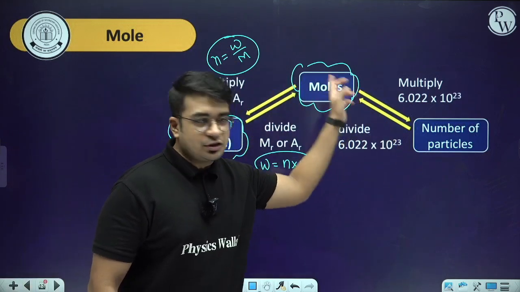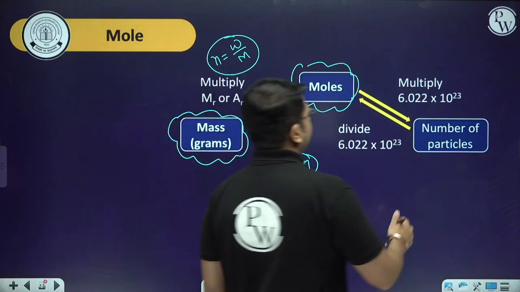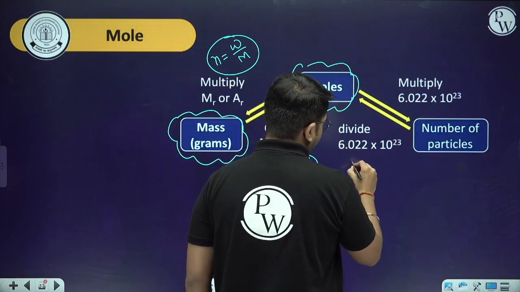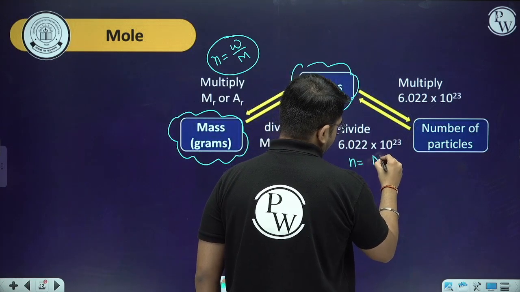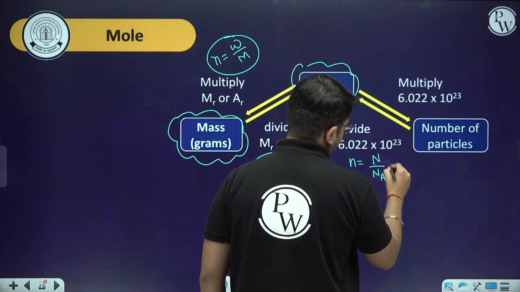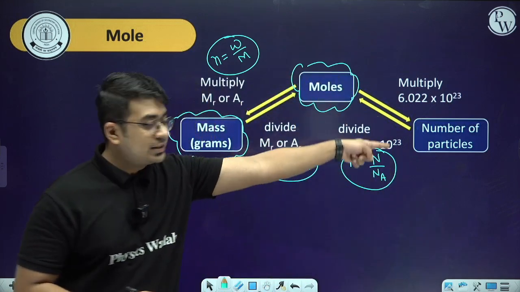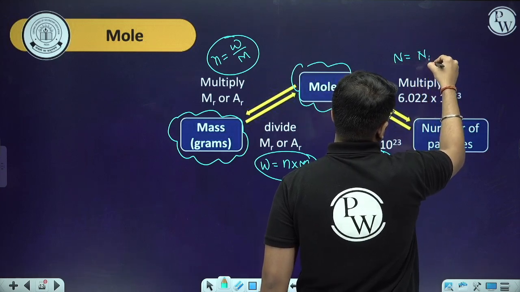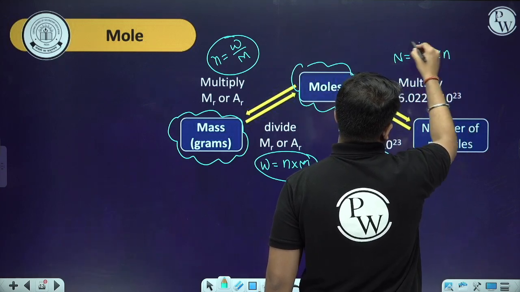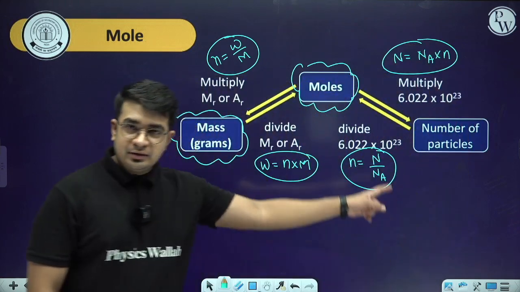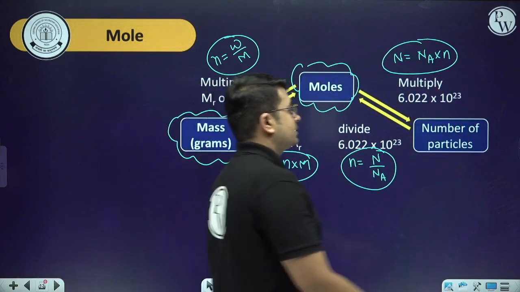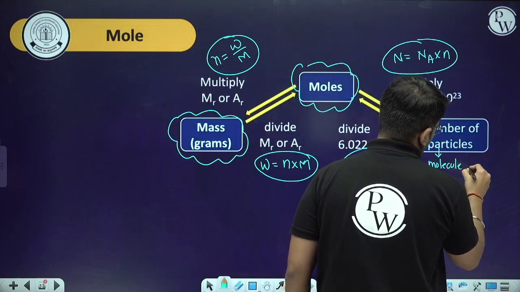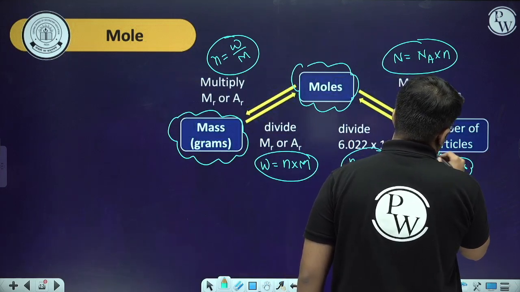Now in this conversion, you are talking about the number of particles. So you can convert number of particles into moles. Number of moles is number of particles divided by NA. And you can convert back moles into number of particles, which is N is equal to NA into small n. Now these particles can be anything. Let's say these particles are molecules.